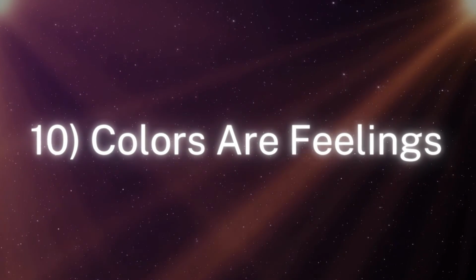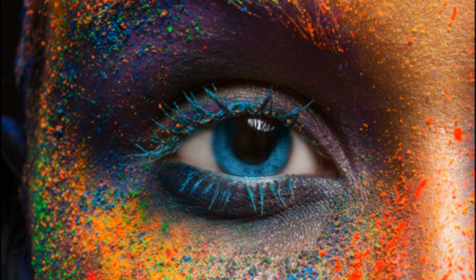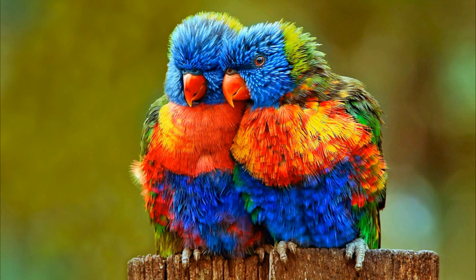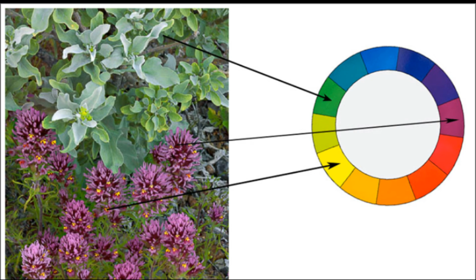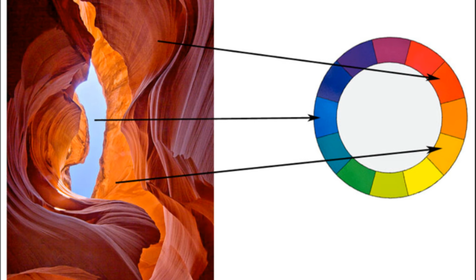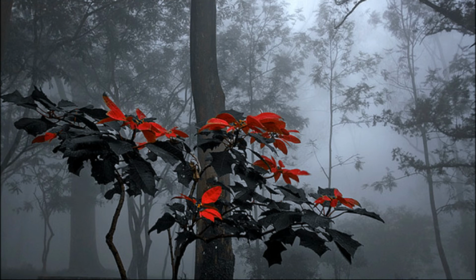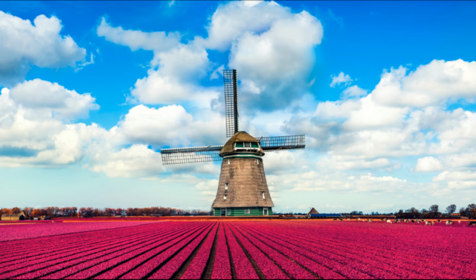Number 10. Colors are feelings. Color can help us tell visual stories with our photos, and it can be used to communicate to the viewers of our photos on an emotional level. In photography, color harmony combines colors to create an appealing, effective photograph. These harmonies are established combinations based on their position on the color wheel to create a satisfying balance of colors that are pleasing to the eye.